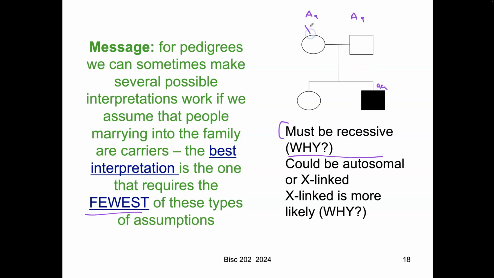If it was on the X chromosome, then these would be the genotypes. Mom would be heterozygous and dad like this. And then, right? So you can make it work either way. It's possible for this to be autosomal or X-linked recessive. And then X-linked is the more likely, and you want to explain why.